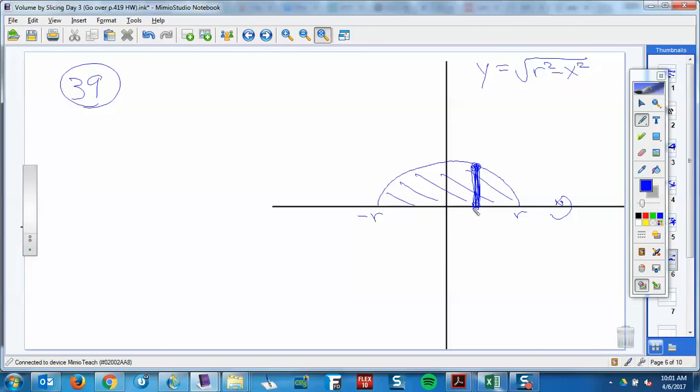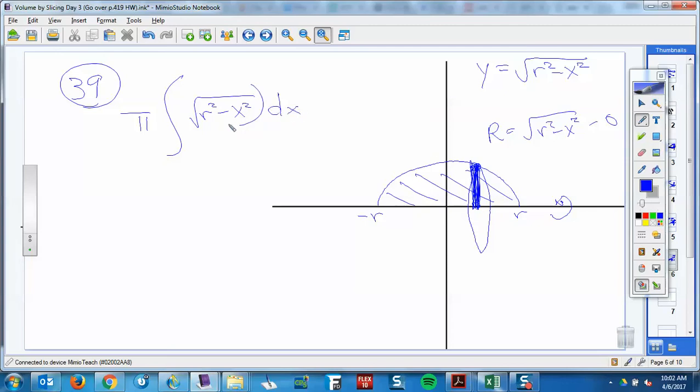So my slice would be here, right? This is my radius. Again, I'm going to use big R because I'm already using R for something else. So the radius of my slice would be the top y value, which is that, minus 0. And so my integral to add up is the area of this slice, which is about pi times this radius, which is that right there, squared. Square that. And it would go from negative R to R.